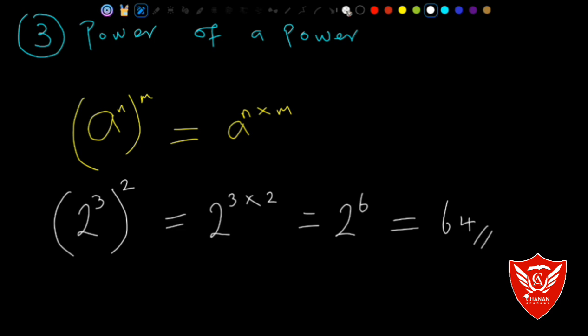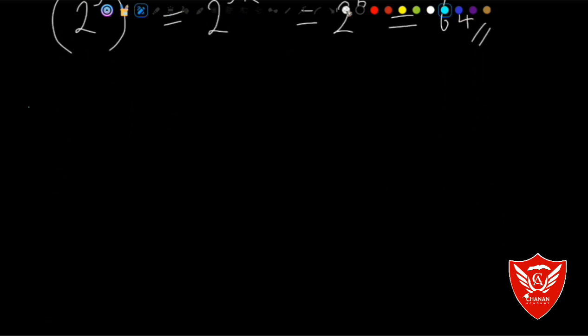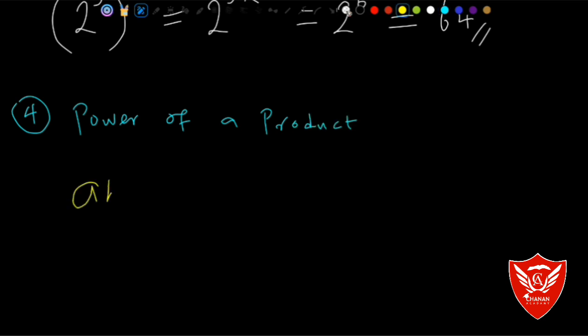All right, so let's look at the next law. Power of a product. Now suppose we have a base a, b multiplying each other, raised to the power of n. Now you raise the factors separately. So you are going to have a raised to the power of n and then b raised to the power of n. This is going to be our answer.